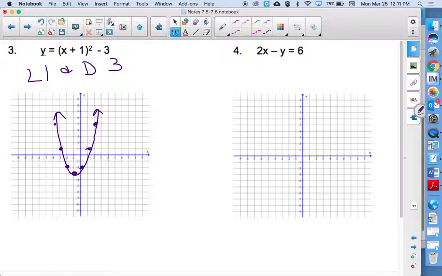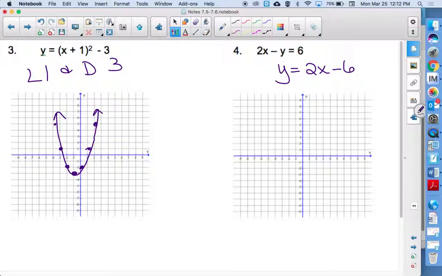So graph number 4. Ethan, what kind of graph do we give with number 4? Just a line. What's the equation of this line? y equals 2x minus 6. Right, 2x minus 6. Subtract the 2x, divide by a negative 1, y equals 2x minus 6.